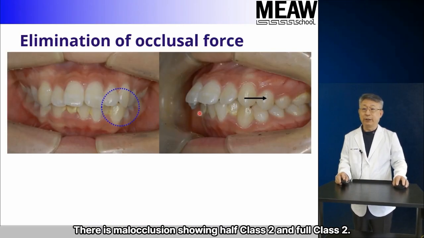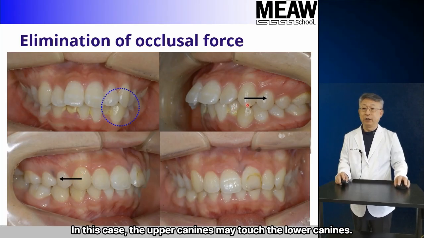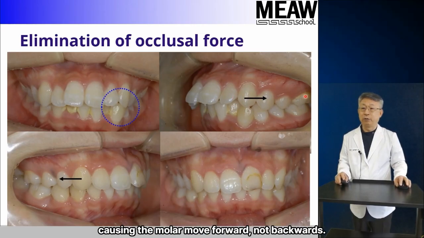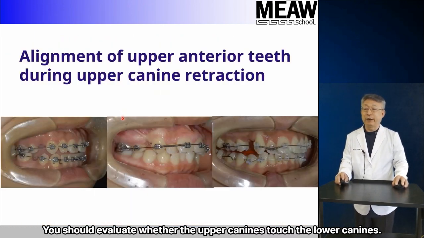There is malocclusion showing half Class 2 and full Class 2. In this case, the upper canines may touch the lower canines. Therefore, if upper canines are moved backwards, the upper canines may touch the lower canines, causing the molar to move forward, not backwards. You should evaluate whether the upper canines touch the lower canines.